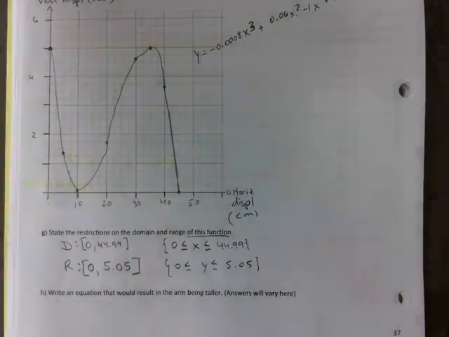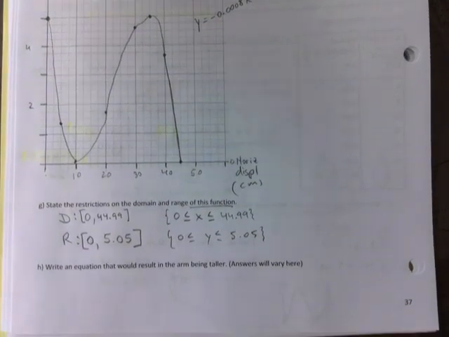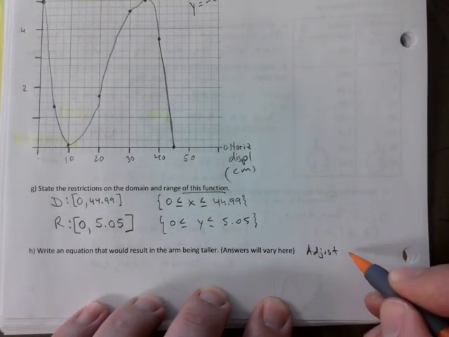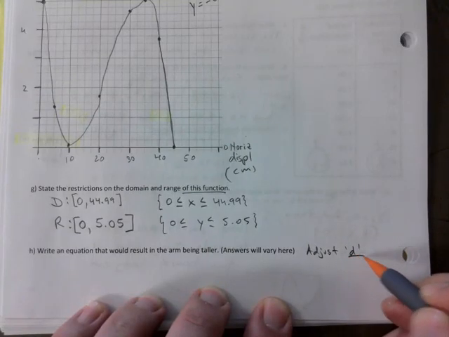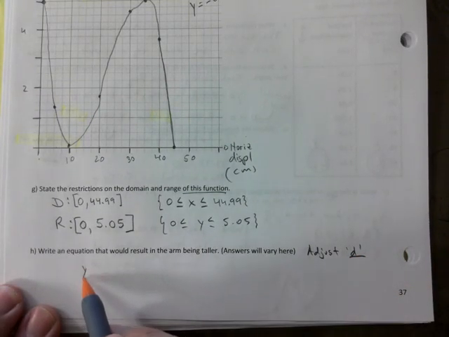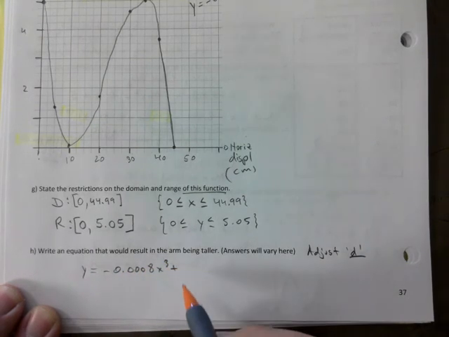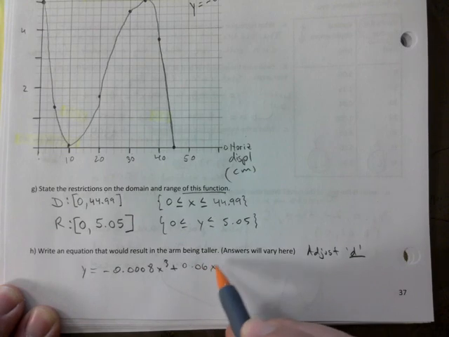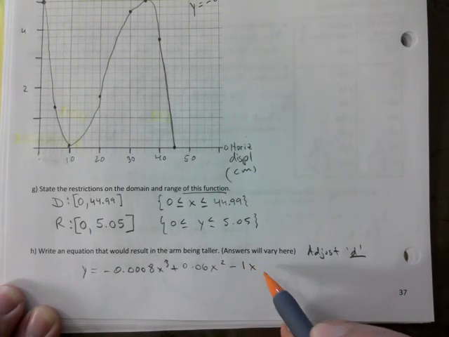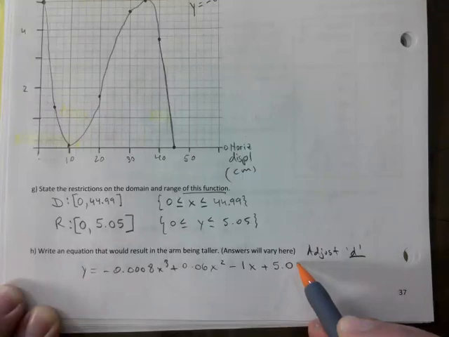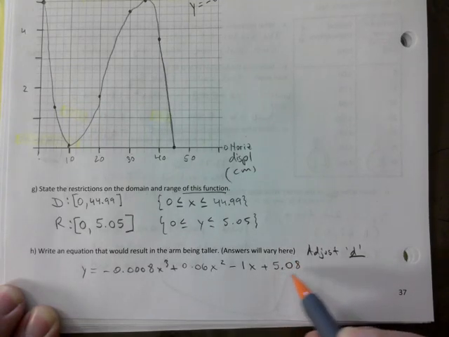Next, write an equation that will result in the arm being taller. I will adjust D, right? I will increase that. So I will go minus 0.008 plus 0.06x squared minus 1x plus taller, right? So we're going to go up. Something that's bigger than 5.